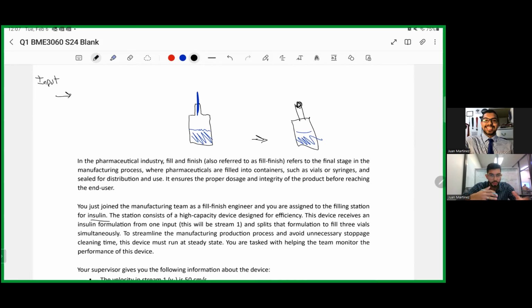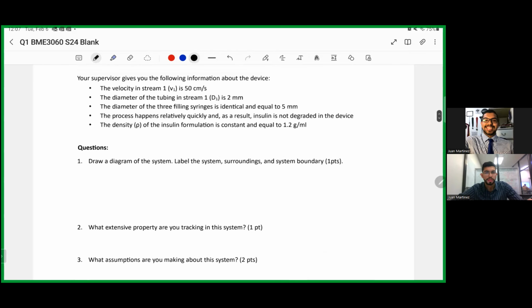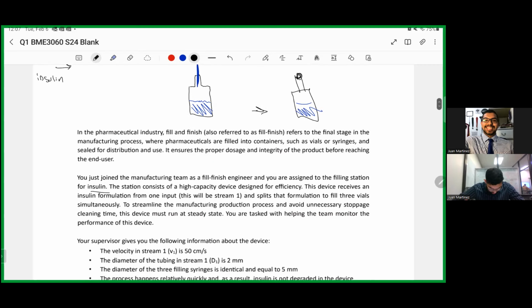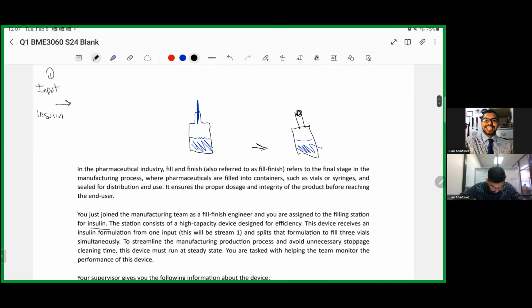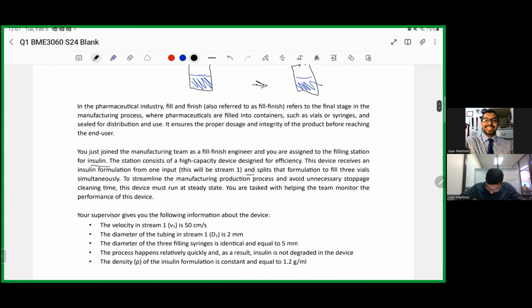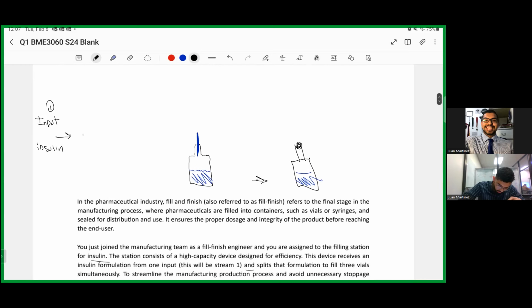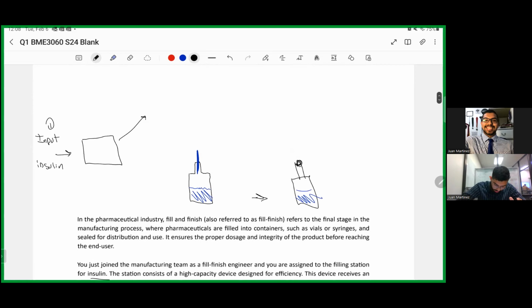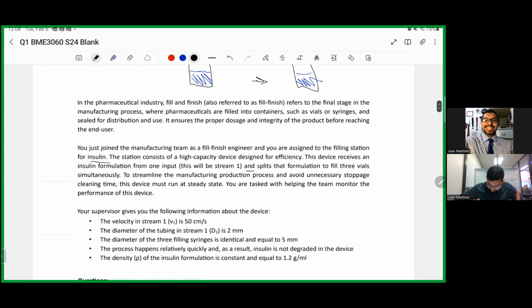So usually when I'm reading, I start writing, even though probably they're gonna ask me to do drawings later, but I like to picture what I'm getting. Input, and we have insulin. Okay, let's continue reading. So this is stream one, awesome. And it splits that formulation into three vials, okay, simultaneously. So we have some input, some device. In this case, it should be the filling machine, and then we have three outputs, correct?